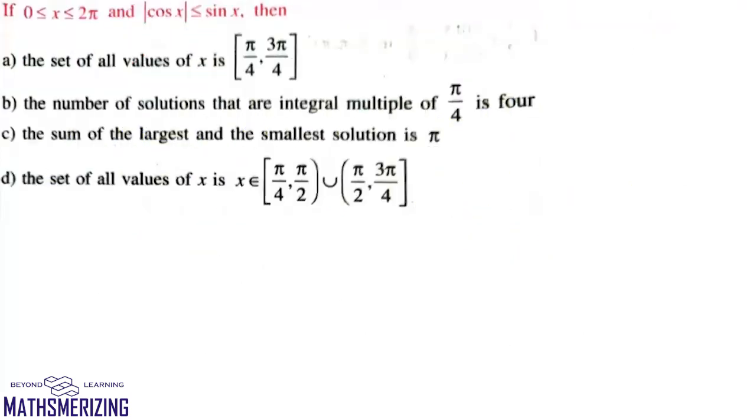Now here the question is, if x lies between 0 to 2 pi and mod cos x is less than sin x, then which of the following options is correct? So in this question, we are already given a restricted interval which is from 0 to 2 pi. Now we'll draw the graph of mod cos x and we'll draw the graph of sin x.